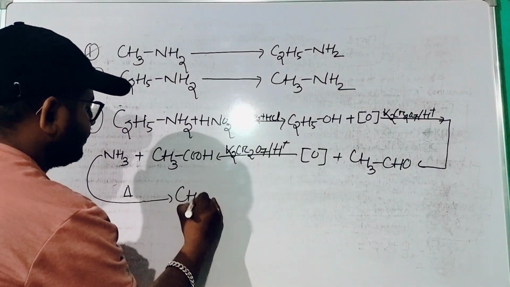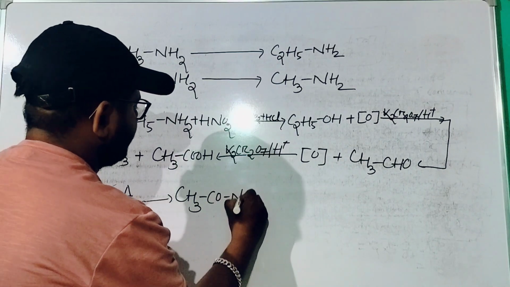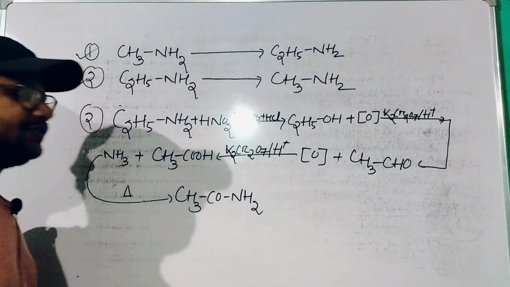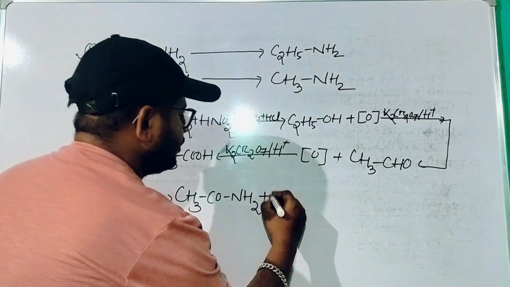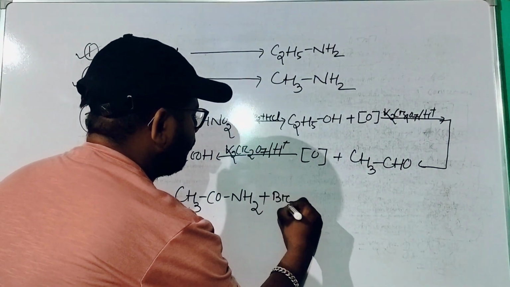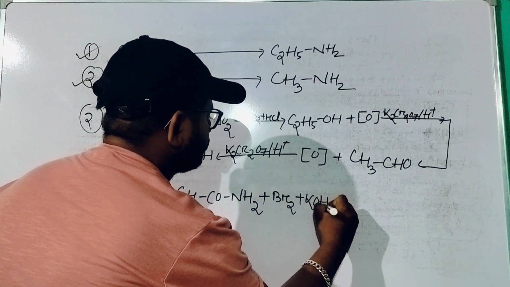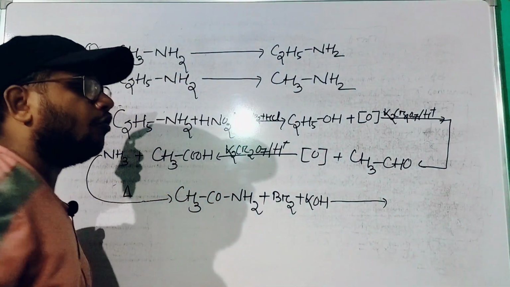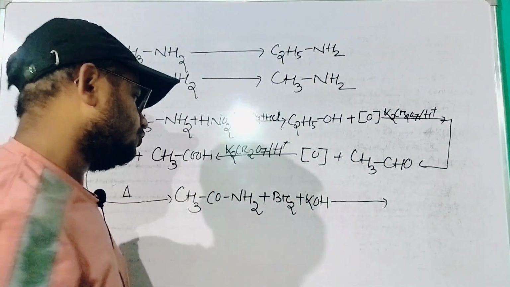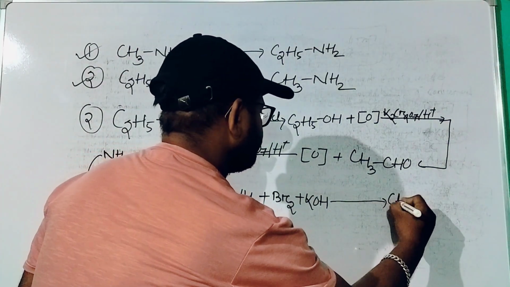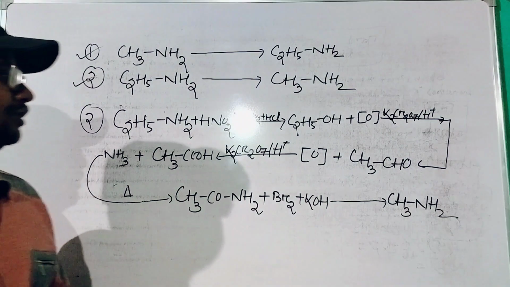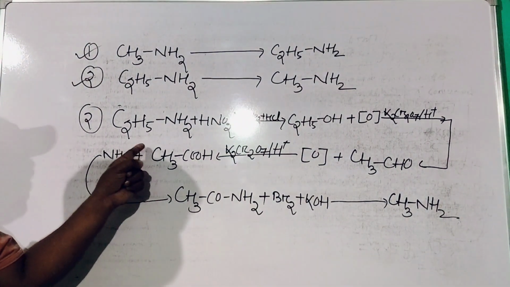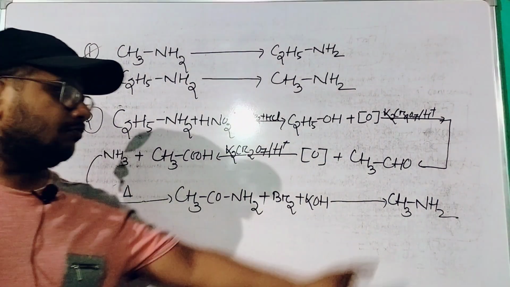We get acetamide, and acetamide can be further treated with alkaline solution of bromine, that is called Hofmann's bromamide reaction. So finally we get methylamine. So this is the expression how you can convert ethylamine into methylamine.